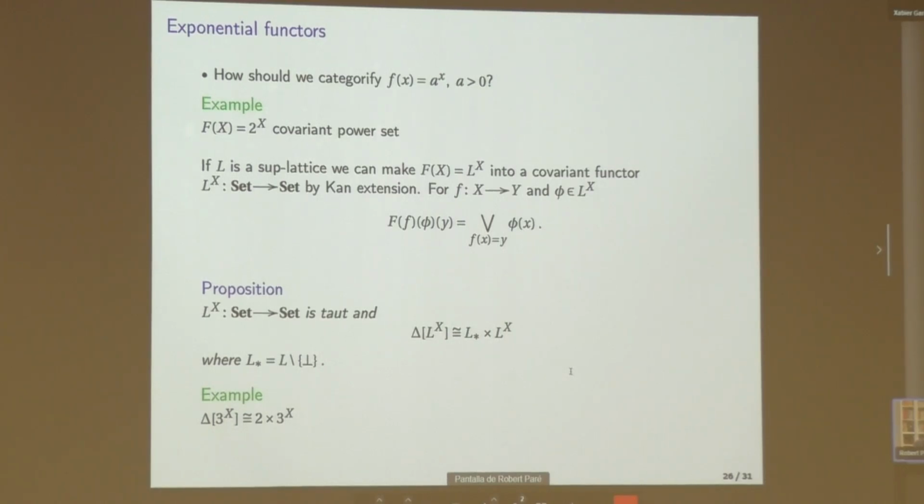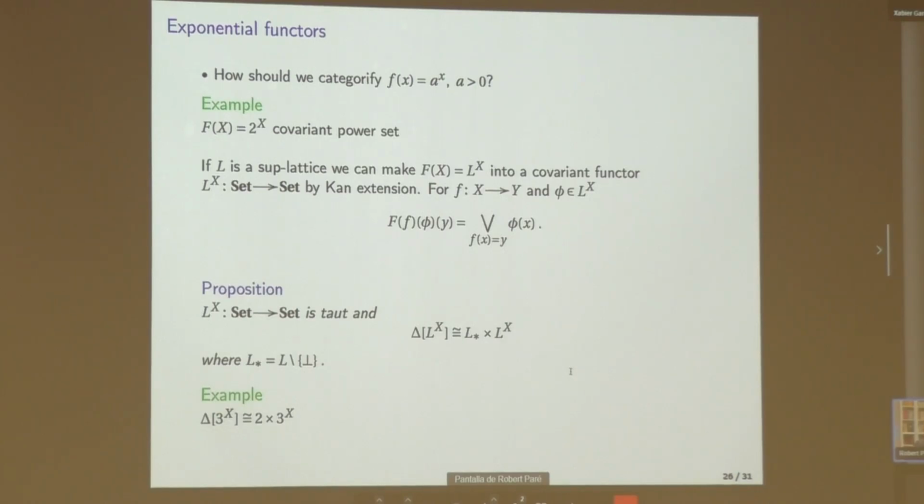And so in any case, whether you think that a positive set should be replaced by sup lattices or not, this gives a nice Set to Set functor. And its difference is just a sum of copies of L to the x, where the indexing set for the sum is L star, which is L minus bottom. Okay, so that's what this is.